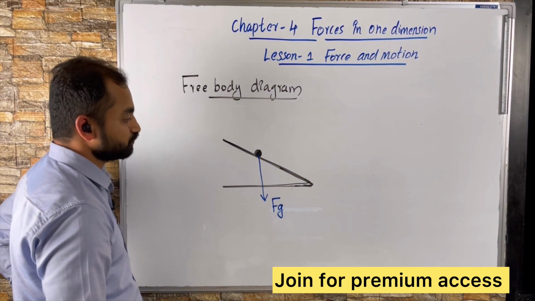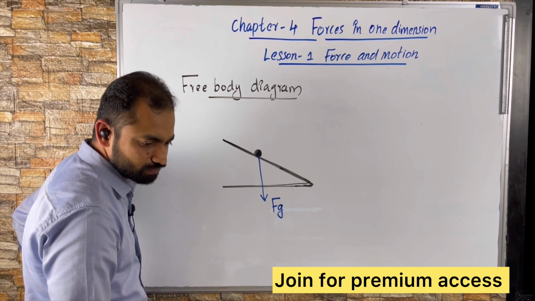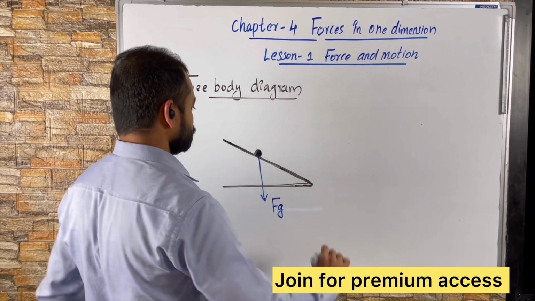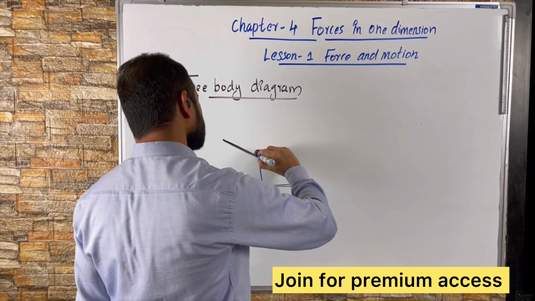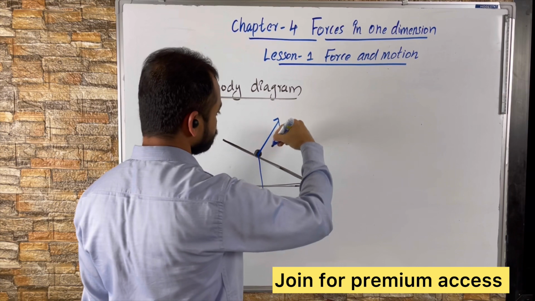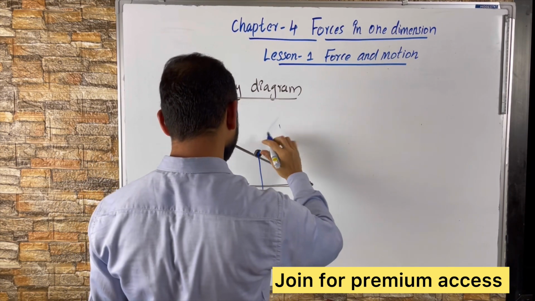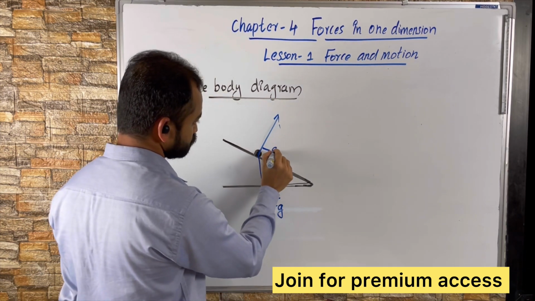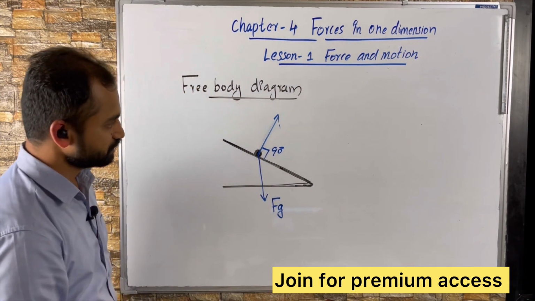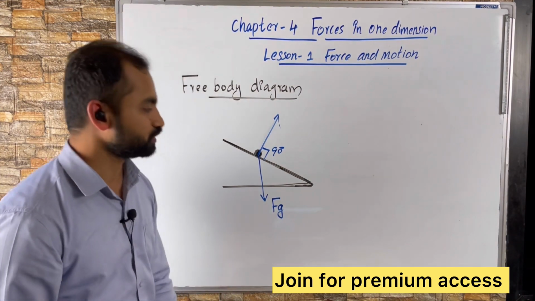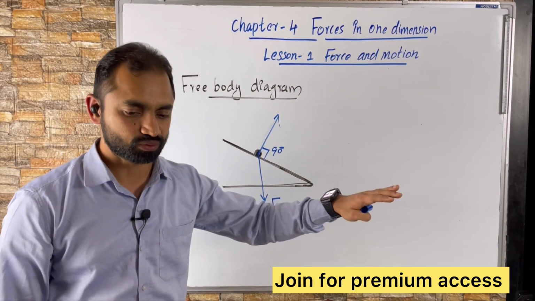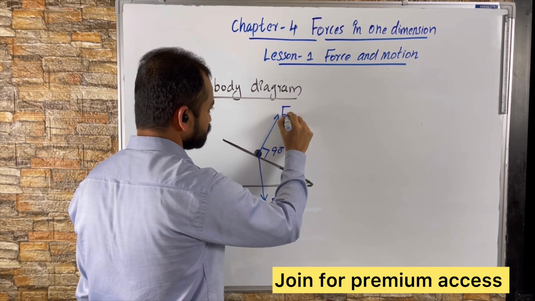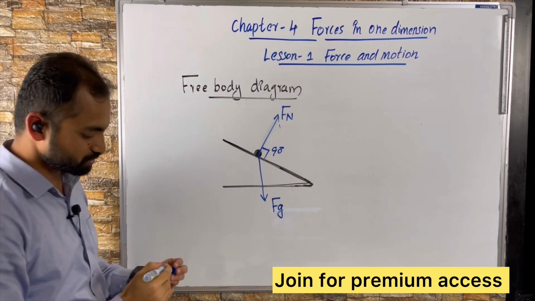What is the second force? Normal force, right? Normal force will always be normal to the surface, meaning perpendicular to the surface. Perpendicular means this angle should be 90 degrees. That is why it is called a normal force. Normal means perpendicular, angle is 90 degrees. So this is normal force. We will write Fn. Do you understand?